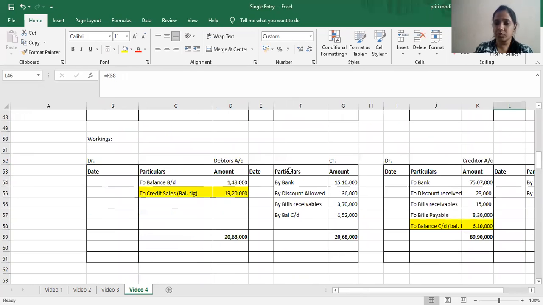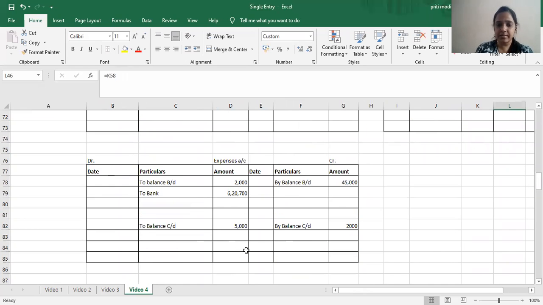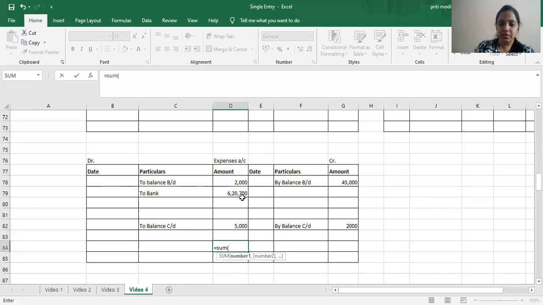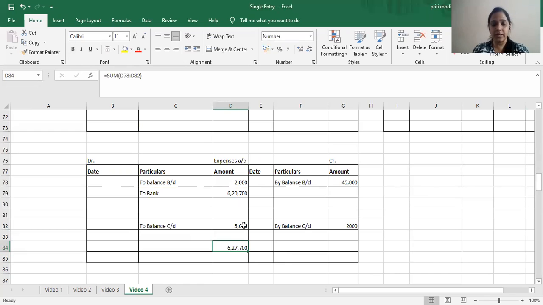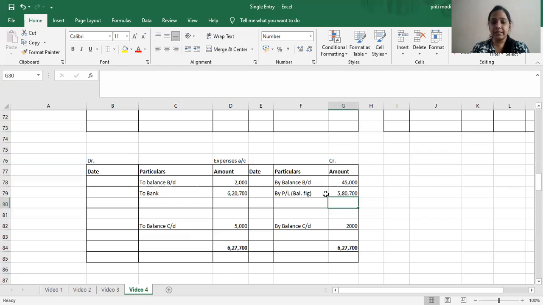So our debtors is closed, creditors account is closed, BP is closed, expense needs to be closed. Now expense, let's see. Let's add it up first. Remember, we follow accrual system of accounting. So only that balance which has its expense related to current year will go. So we're writing it over here by PL. That is our balancing figure. This amount will go to our PL, signifying that this amount has been paid during the year. 5,80,700 is the expense that relates to current year.